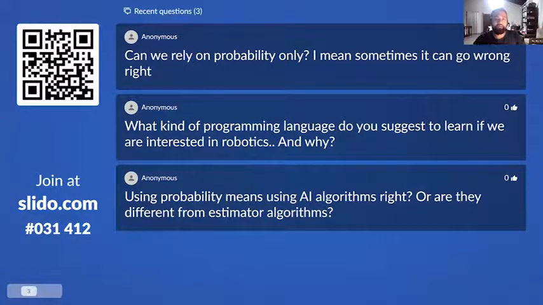So actually taking probability is an important aspect, and it's better than not taking. Okay, what kind of programming language do you suggest to learn if you're interested in one?